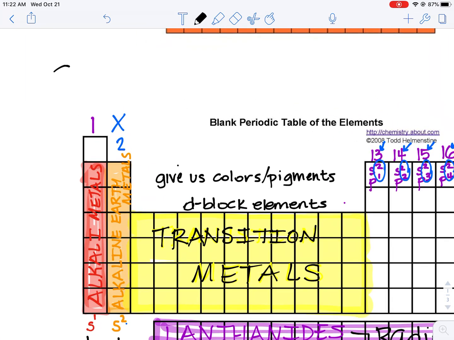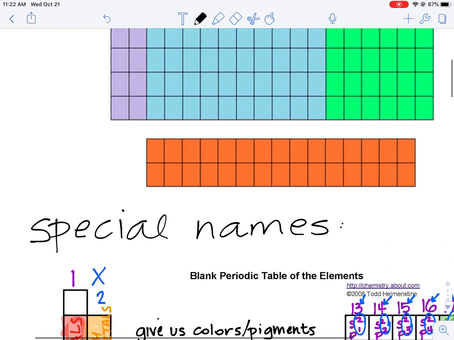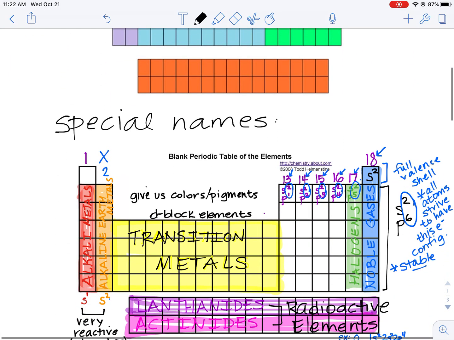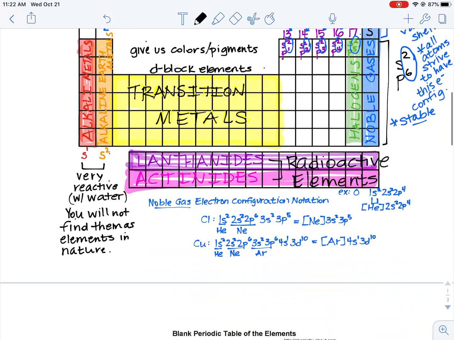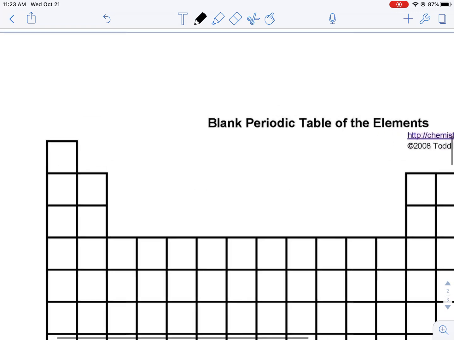So we've now learned another way to divide the periodic table, and these are called the special names. Our first division, remember, were our electron configurations. And this second way to divide them are with the special names. There are a couple more ways we can divide the periodic table.